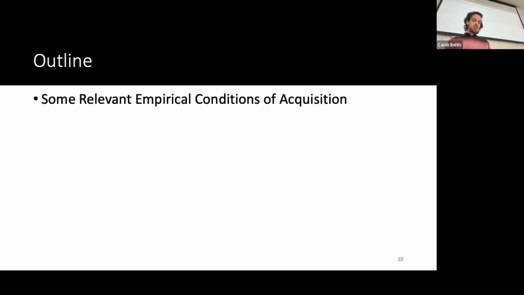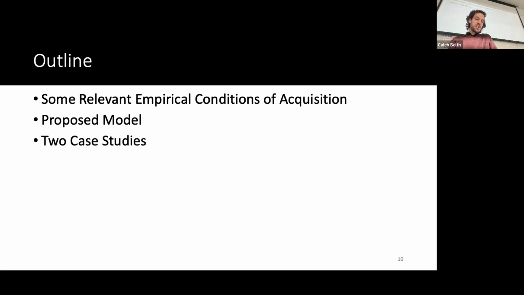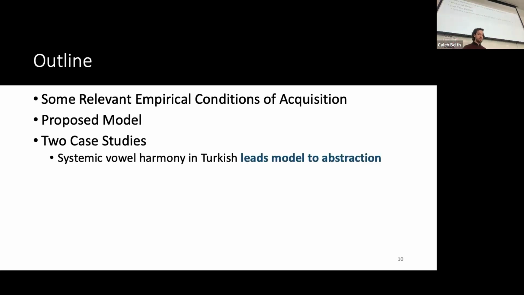All right, so I'm going to start. I'll give an outline here of what I'm going to talk about. First of all, I'm going to give some relevant empirical conditions on acquisition, just 3 of them. And then I'm going to propose a model for learning underlying representations, or constructing underlying representations, depending on how you think about it. And I'm going to apply that model to 2 case studies. One of them is going to be the case of systemic vowel harmony in Turkish. And spoiler alert, in this case, the model is going to be driven to set up abstract representations for some morphemes.